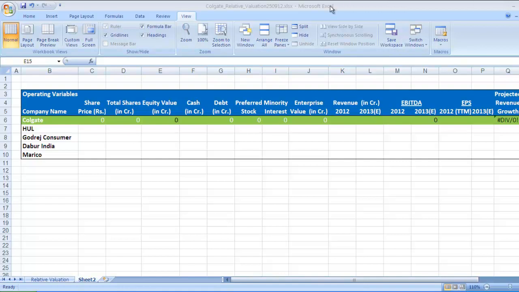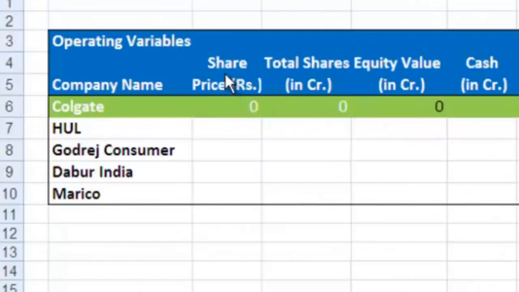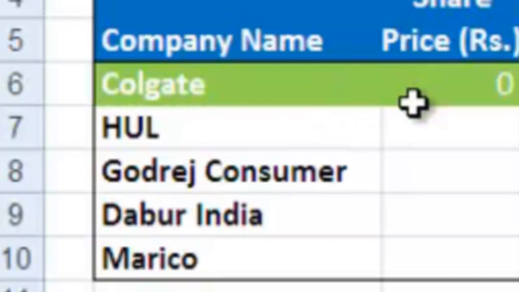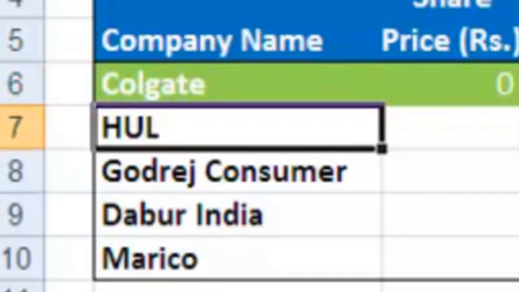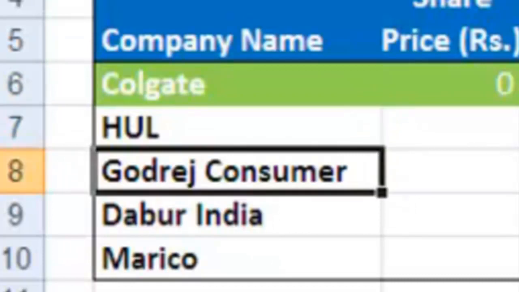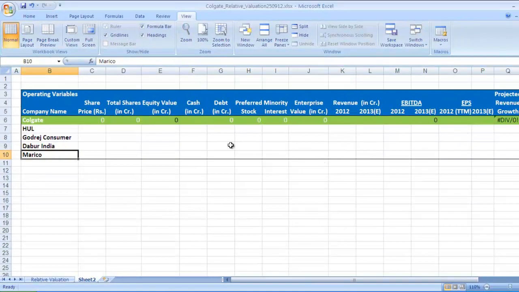So this is the table where we need to take first of all the company in question, that is Colgate, that we are analyzing. Then the other peers would be Hindustan Unilever Limited. Third would be Godrej Consumer, then Dabur India and Marico. And here we need some inputs like share price, then total shares, based on which we will calculate equity value, then other data like cash, debt, preferred stock, minority interest, based on which we will calculate enterprise value.